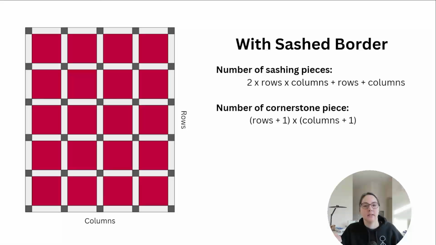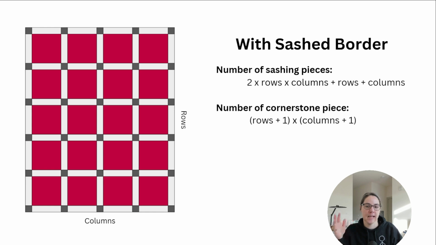So in that case, the number of sashing pieces that you need is going to be 2 times your rows times your columns, right? So if you have 5 rows like we do in this particular instance and 4 columns, the number of sashing pieces that you're going to need is going to be 2 times 4 times 5, 40, right?